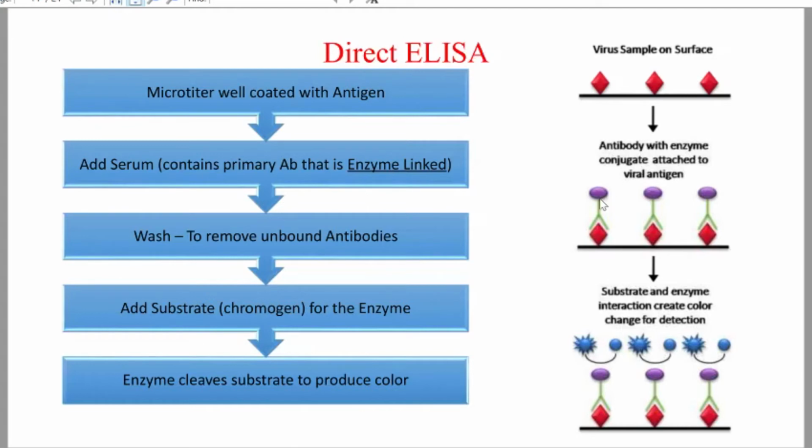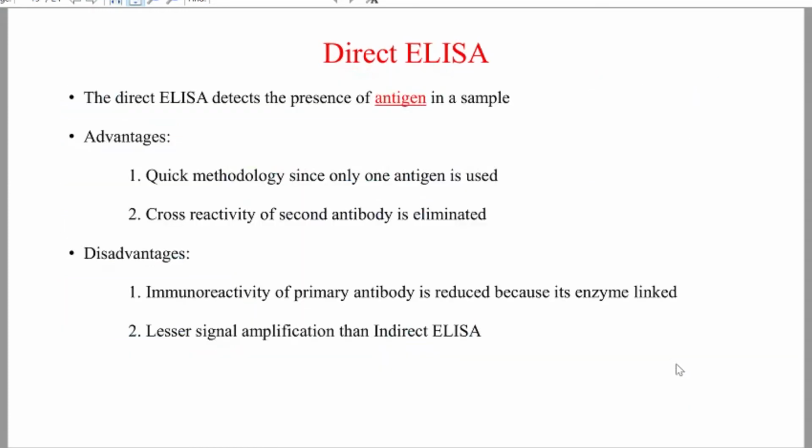So direct ELISA is basically the same, just that instead of having two antibodies and the secondary antibody being enzyme linked, your primary antibody is enzyme linked, so you apply the primary antibody, which is enzyme linked, and then you can use a substrate to get a signal. So advantages include it's quicker, there's no risk of cross-reactivity.